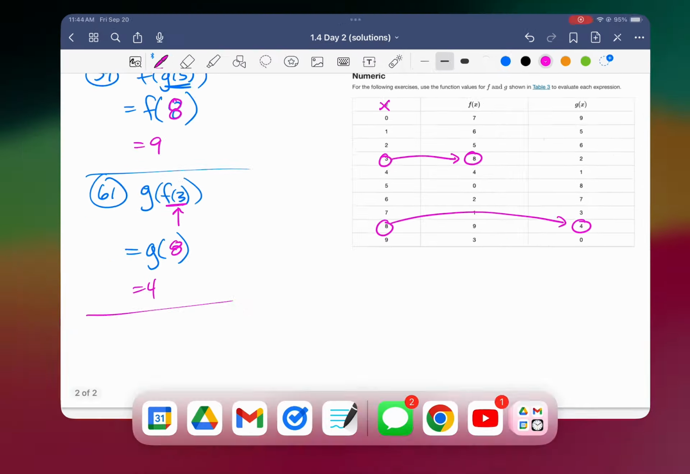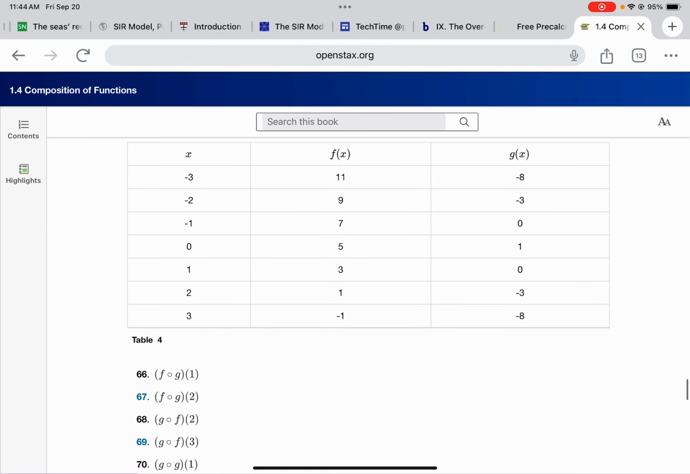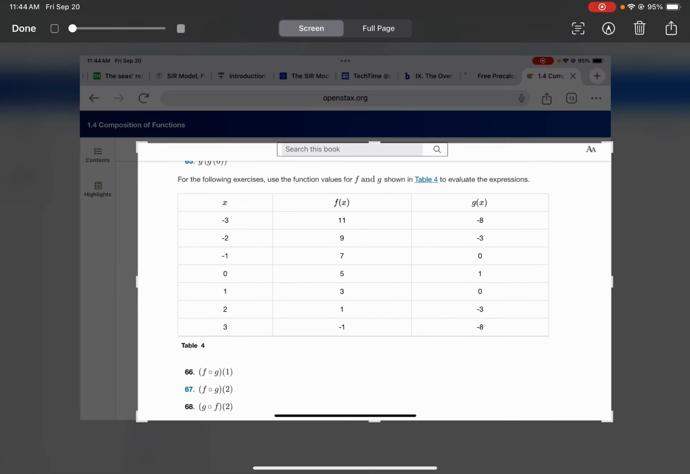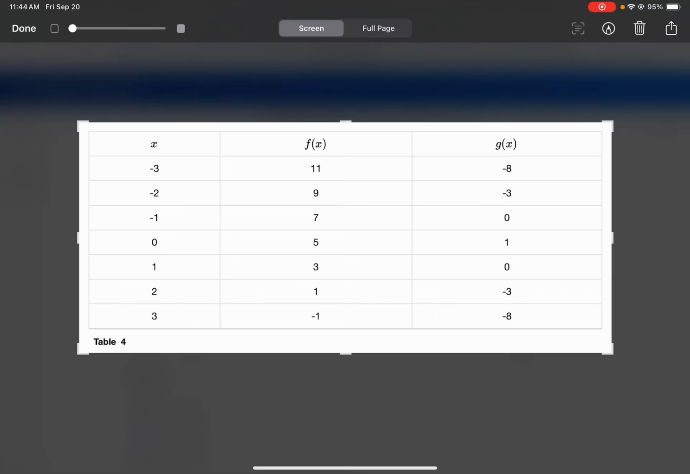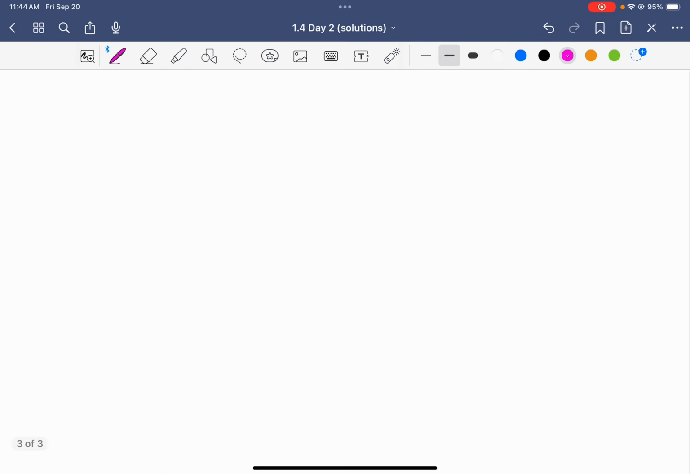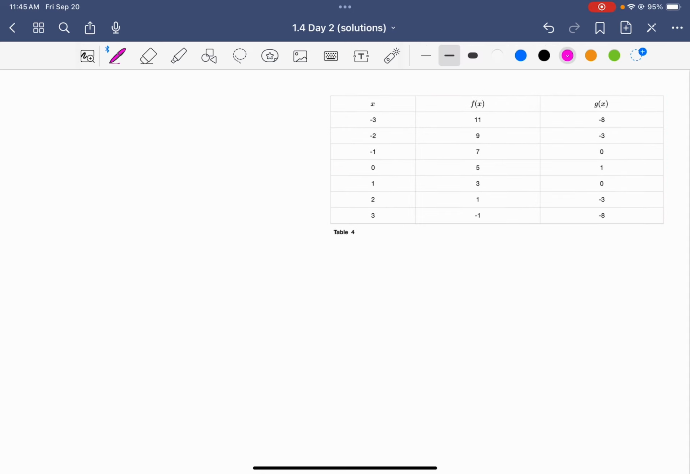For 67, if you'll allow me to take a picture, I need to look here at this table. So here is table number 4. Say done, save it to photos. When I go back to my app, I can now paste the photo I just took. For number 67, it just wants to know if you understand the notation f of g of 2. So f of g of 2 just means to do g of 2 and then take f of that.